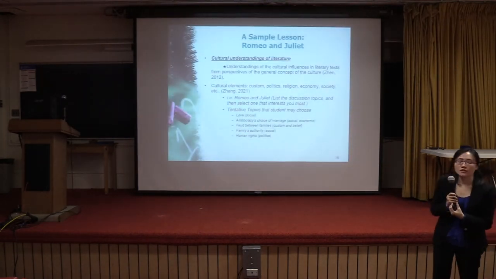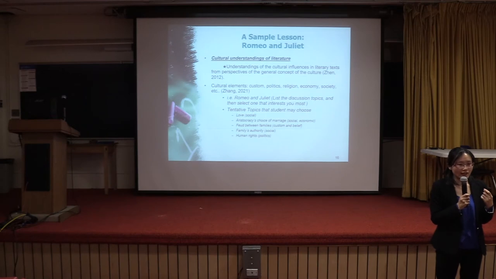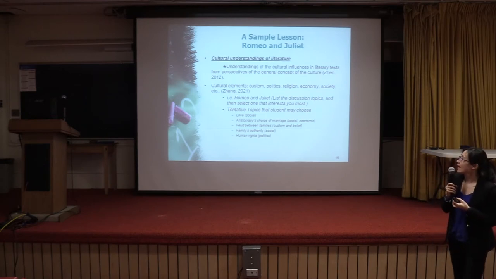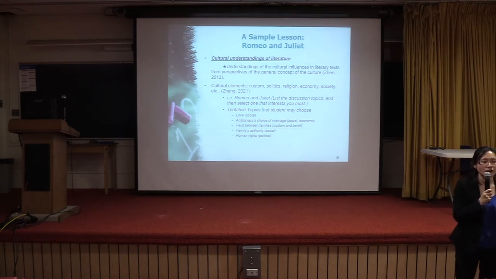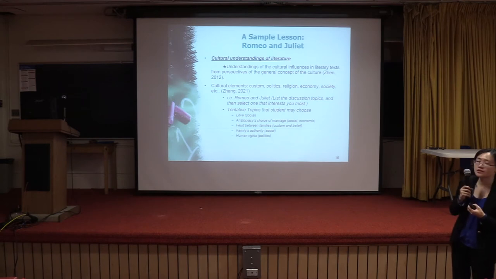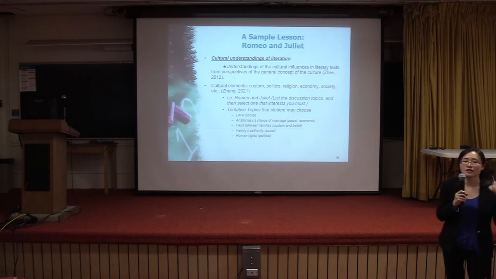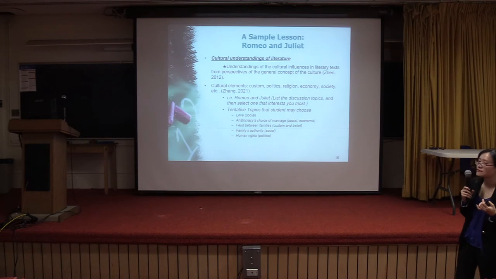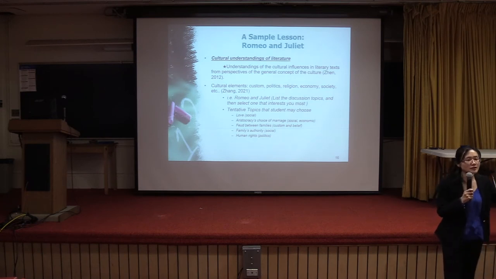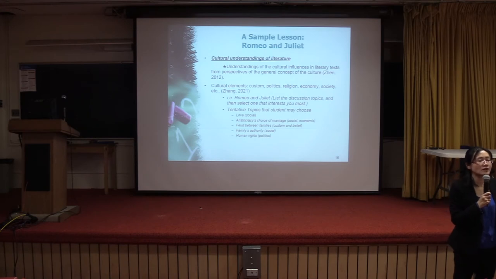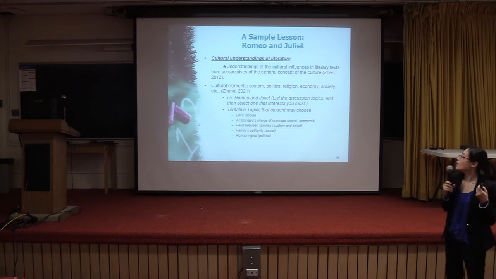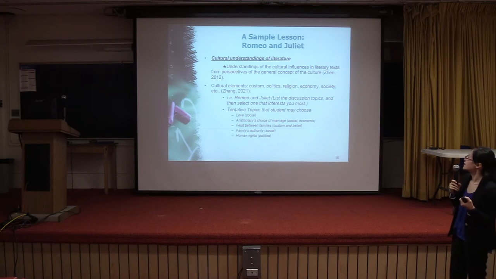For the sample plans that I have chosen for you, I'm using Romeo and Juliet. According to the definition of cultural understanding of literature, it means that you understand the cultural influences in literary texts from the perspective of the general concepts of culture. So I divided the general concept of culture into several cultural elements: customs, politics, religion, economy, society.